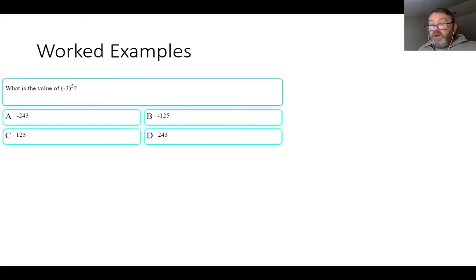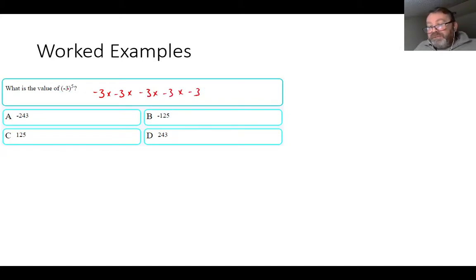Next one. What's the value of minus 3 to the power of 5? Now, this chapter is indices. Okay, so you're looking at the power. The power is positive. So therefore, in this case, this is minus 3 by minus 3 by minus 3 by minus 3 by minus 3.